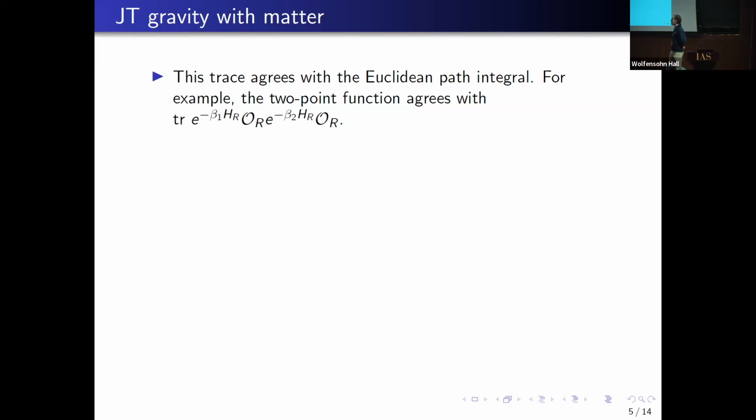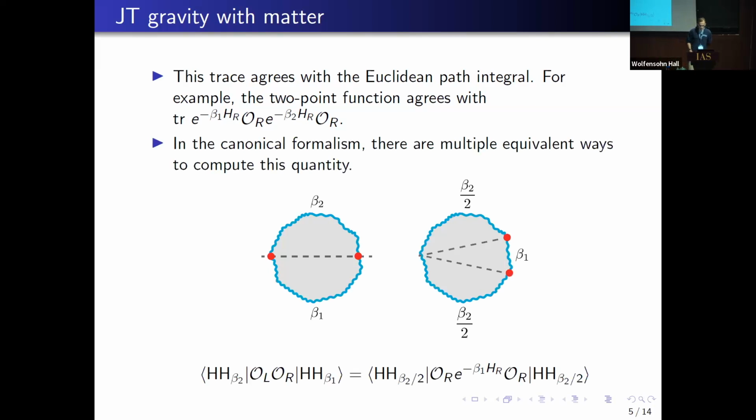Okay, so this trace agrees with the Euclidean path integral essentially by construction. So for example, let's consider the 2-point function, which we can compute using the trace just by inserting this operator in the trace that depends on O_R and H_R. So it turns out that in the canonical formalism, there are multiple equivalent ways to compute this quantity. And the reason why I'm going to go over this in a little bit of detail is because I'm going to do something analogous in this de Sitter story I'll present later.